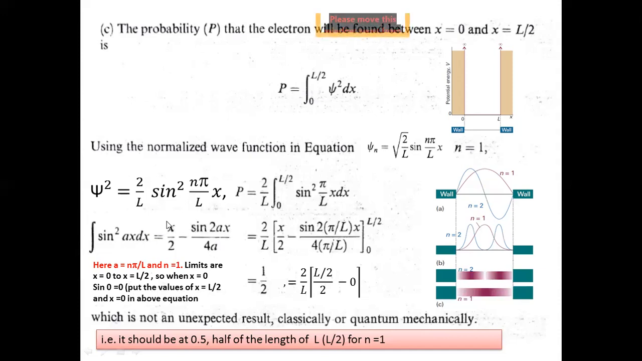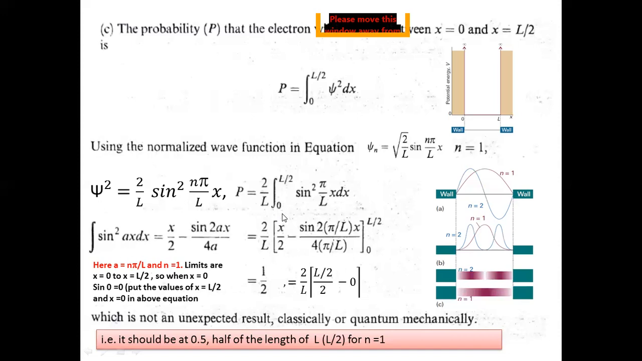And here x is any distance in the box, and here we are going to use x equal to 0 and x equal to L by 2. So where would be the maximum probability of the electron? If you put the value of all our limits over here, again a is the constant, pi over L, and when you put the value of n, a would be pi over L, and the limits are x equal to 0 and x equal to L by 2.